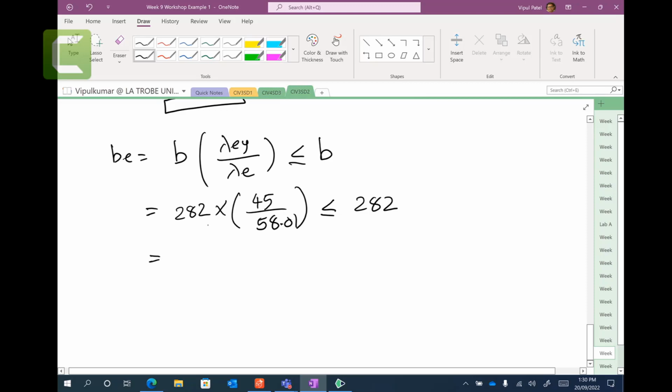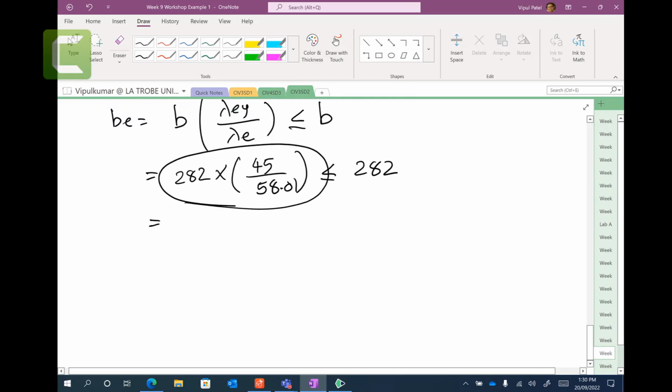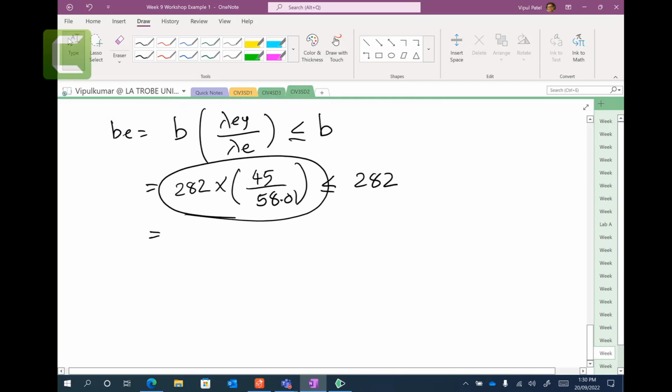We will check. So can someone do this one? 282 times 45 over 58.01. 218.76 less than or equal to 282. Therefore, it is okay. Yes. Yep. 218.76. So that's good. You know what you've done? Yep. Okay, that's all good.